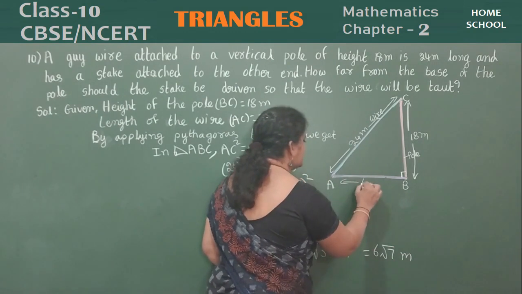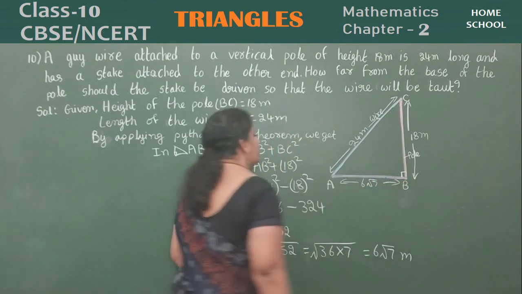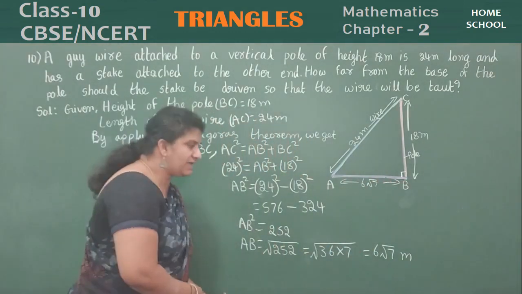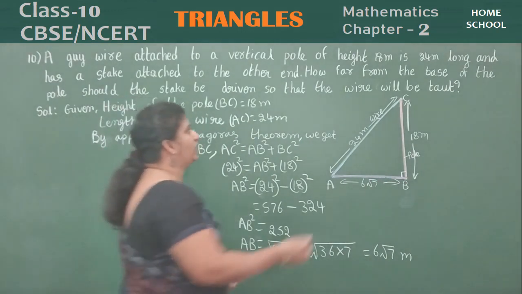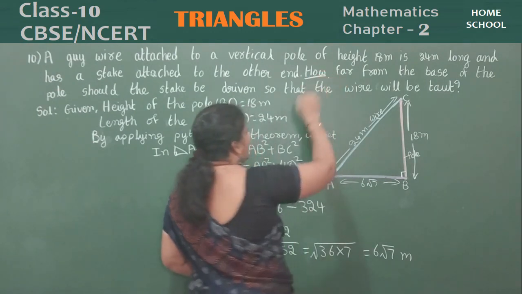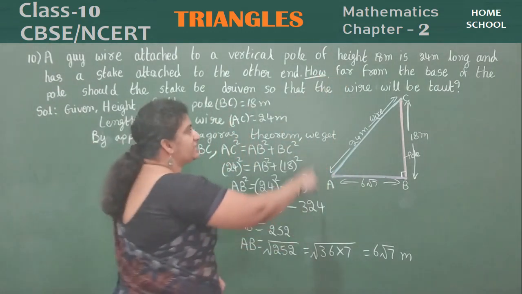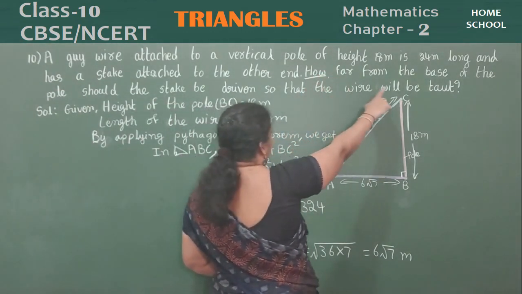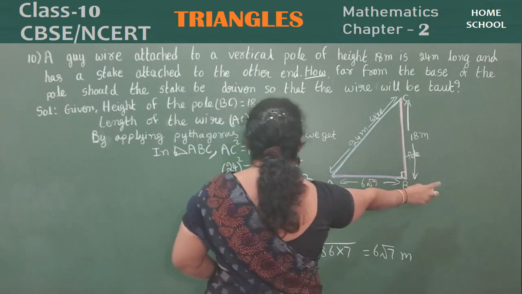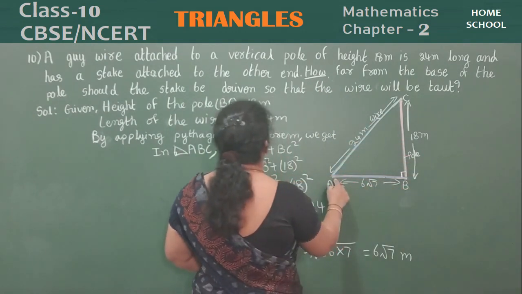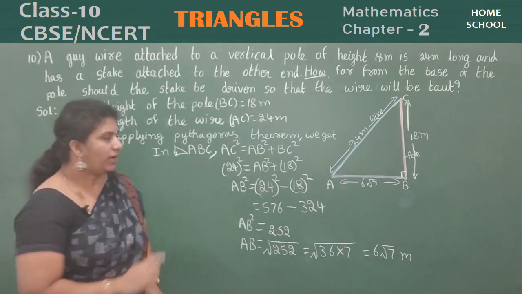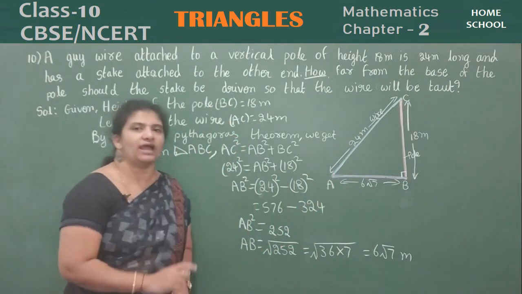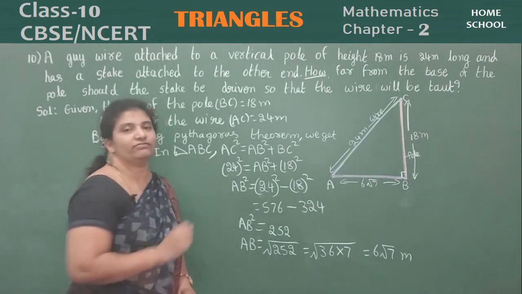What is this distance now? 6 root 7 meters. Please end this problem with a statement. What is that statement? Look here. How far? 6 root 7 meters far from the base of the pole should the stake be driven so that the wire should be taut. End this problem with that line. Write the line carefully.